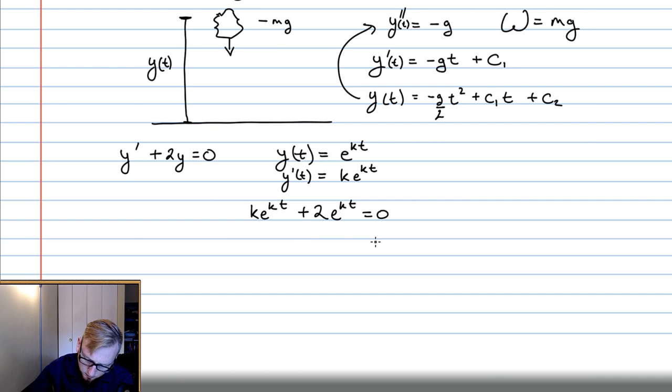And the funny thing is e to the kt is common in both terms. So if we just divide by it, it'll cancel out. So we'll just have k plus 2 equals 0. And then that gives us k equals negative 2. And that's our answer. So that tells us that if we plug in negative 2 for k in this formula, so y of t equals e to the negative 2t, this is a solution to this differential equation.